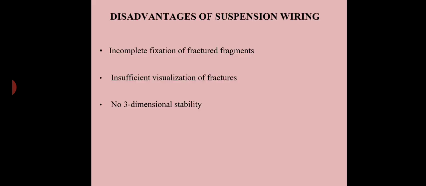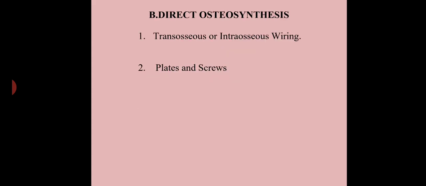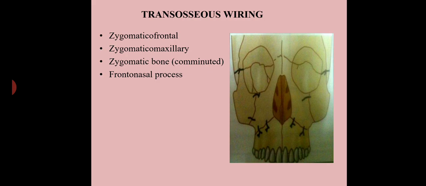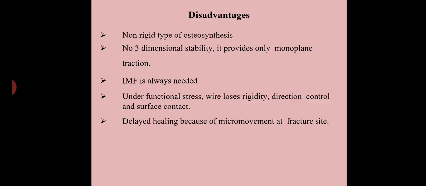Now what are the disadvantages of suspension wiring? Incomplete fixation of fractured fragments, insufficient visualization of fractures, and no three-dimensional stability. Second is direct osteosynthesis. It can be transosseous or interosseous wiring, and it can also be done by plates and screws. First comes transosseous wiring. You can do it in the zygomatico-frontal region, zygomatico-maxillary region, zygomatic bone in case of comminuted fracture, and frontonasal process.